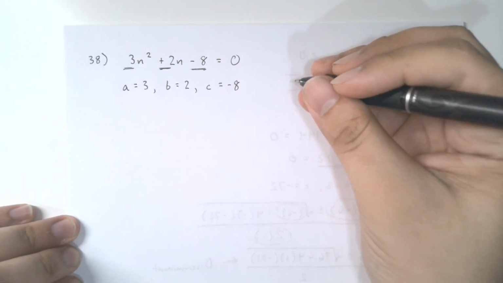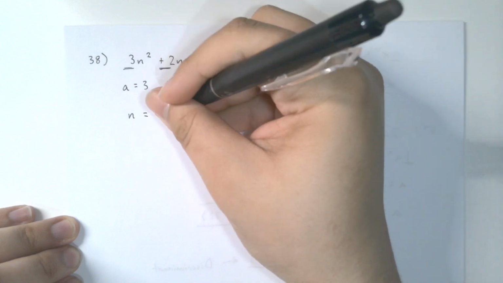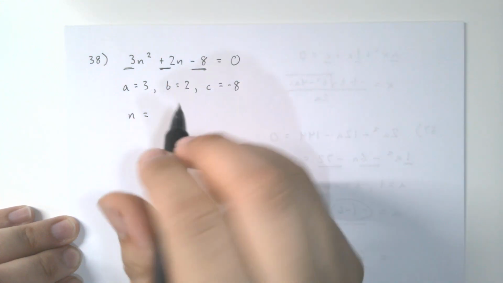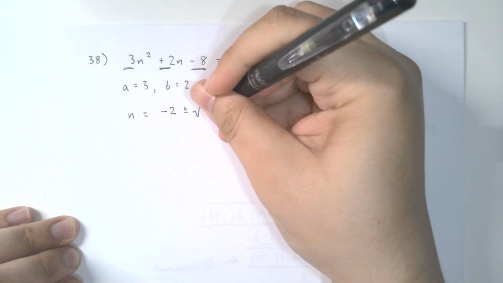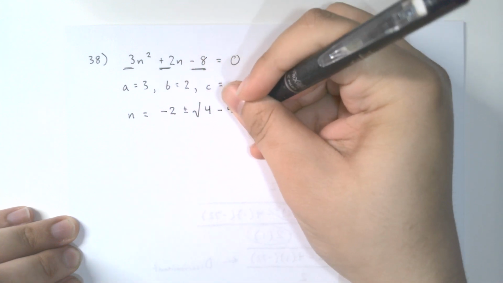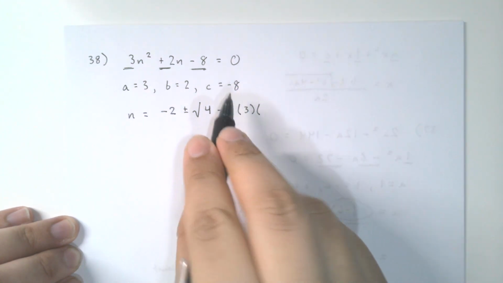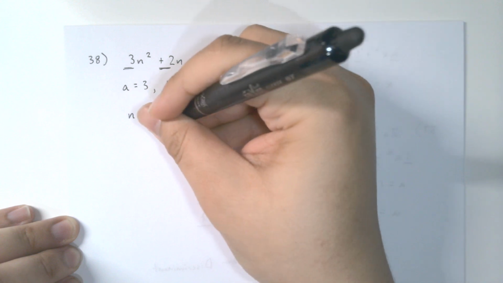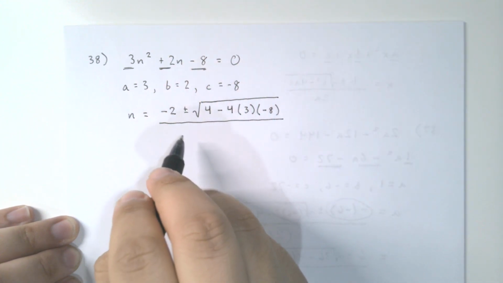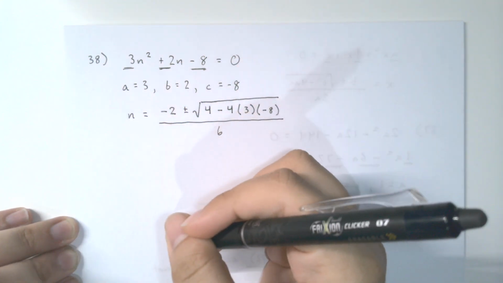So now we want to set up our quadratic formula, whatever variable we're using. So n is equal to negative b, so just negate 2. We have negative 2 plus or minus the square root of b squared, which is 4, minus 4 times a, which is 3, times c, which is negative 8, all over 2a. So we have 2 times 3, which is 6.